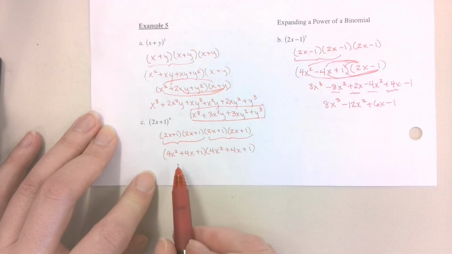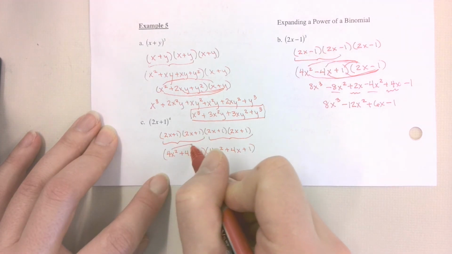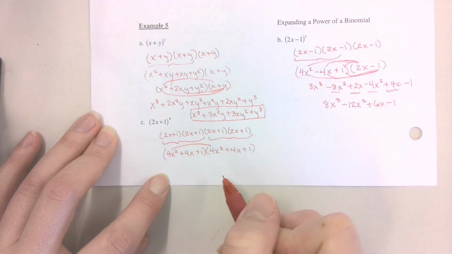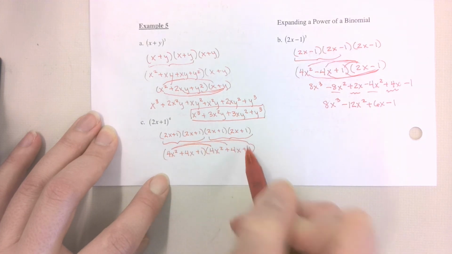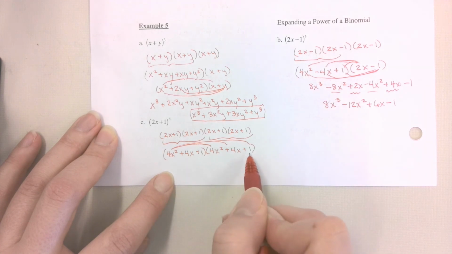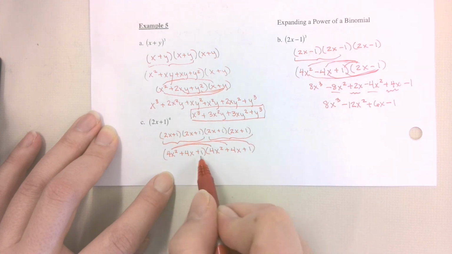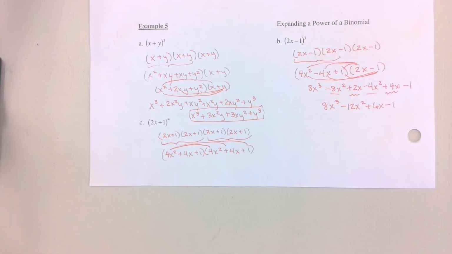Now, here's where I'm going to take my 3 terms times 3 terms. I'm going to distribute my 4x squared to all 3 pieces. So this is a repeat of what we've already seen. Then I'm going to come back and distribute the 4x to all 3 pieces. And I'm going to come back and distribute the 1 to all the pieces. And then add like terms.